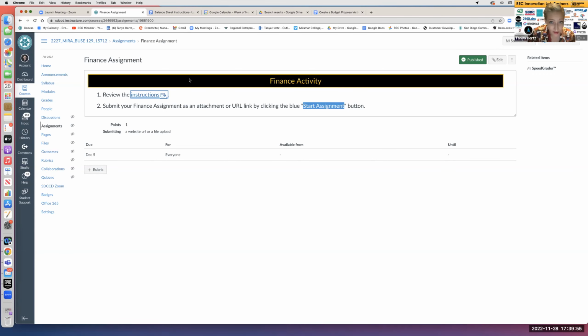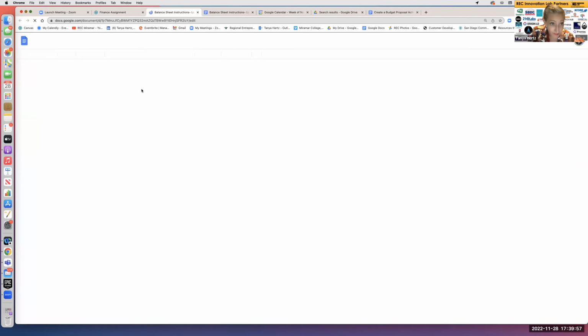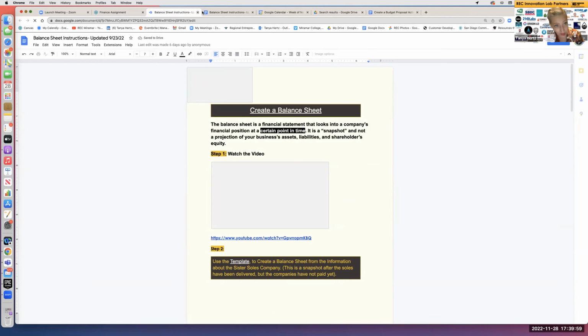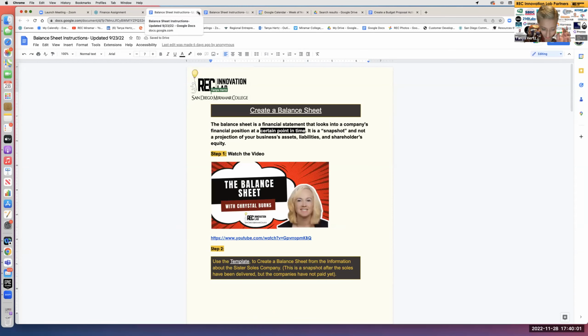And in this activity, we have the instructions on how to create a balance sheet. There are three primary finance documents that every business owner needs to know how to read, know how to create, understand. One of them is a balance sheet. The other one is a cash flow statement. And the third one that everyone should know how to do is a profit and loss statement.